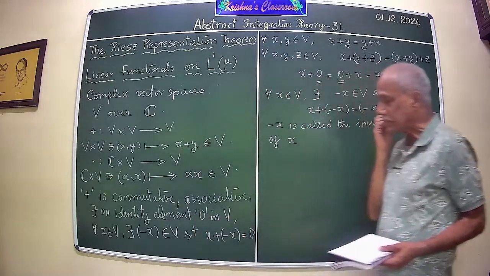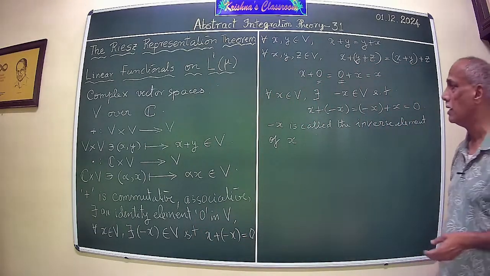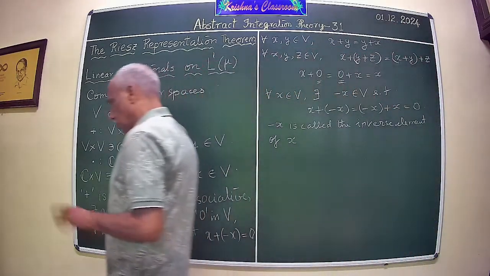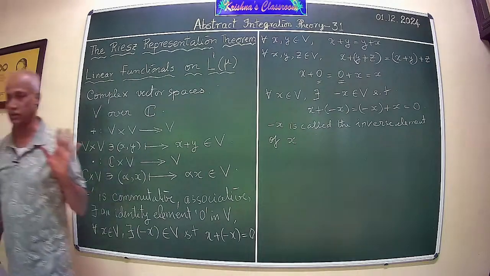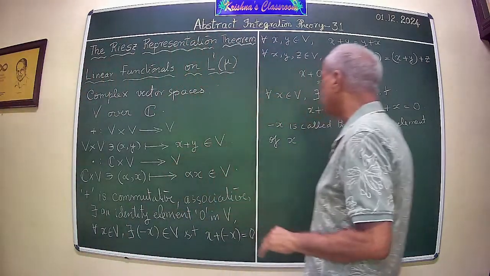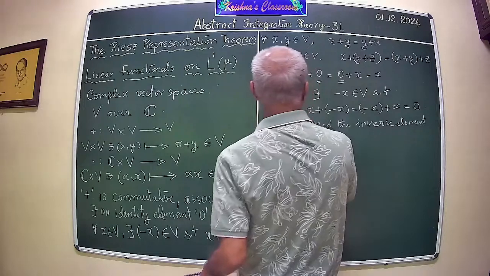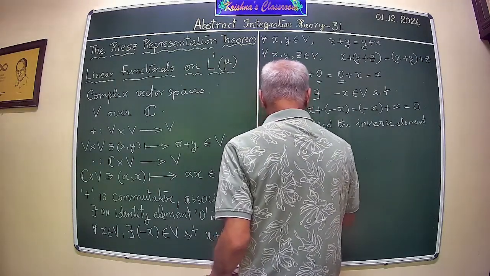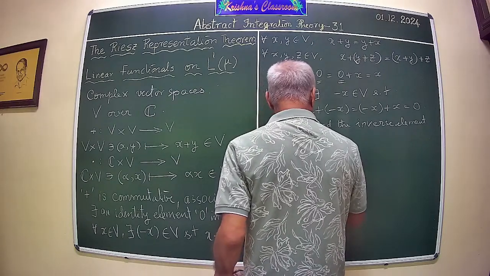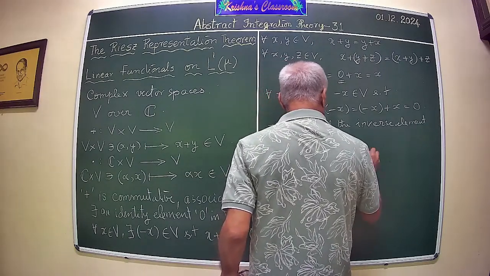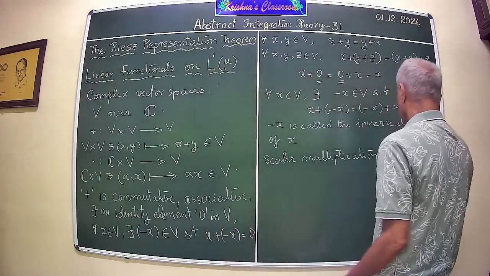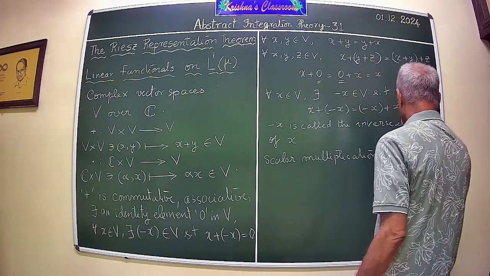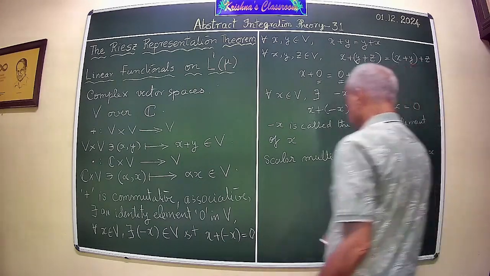So addition is not just an arbitrary addition, but constrained by these restrictions. So V has an addition defined on it. Now what happens with the scalar multiplication? So this is about addition. Scalar multiplication, that is, x, alpha x getting mapped to alpha x has the following properties.